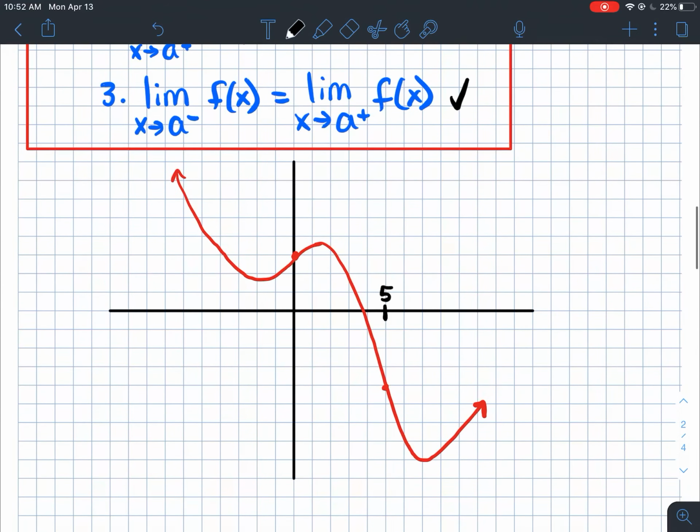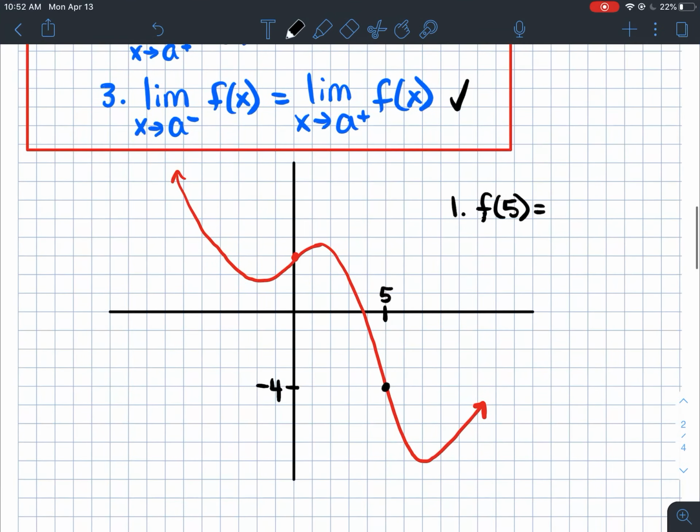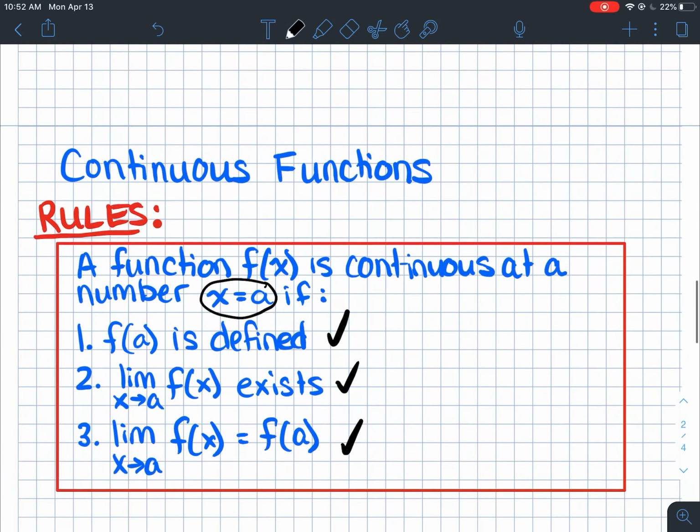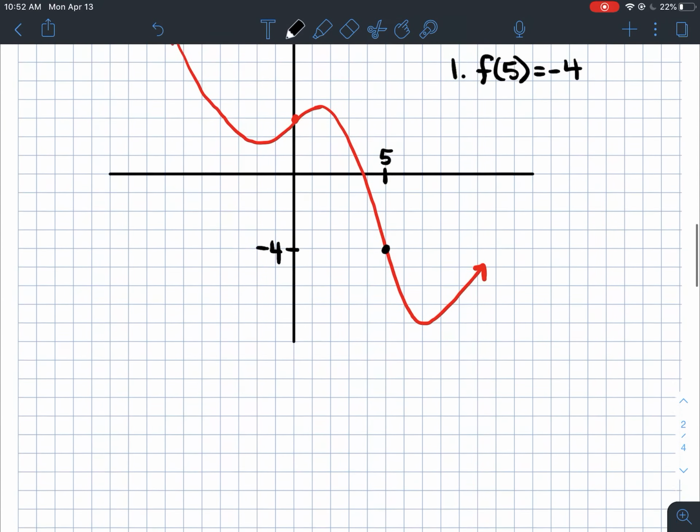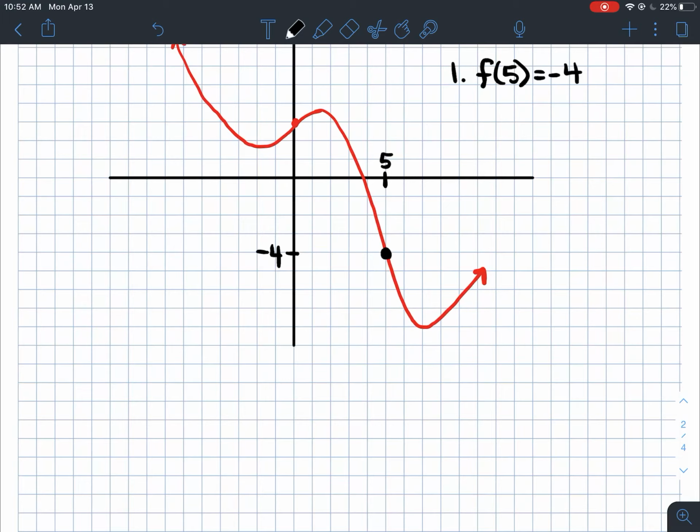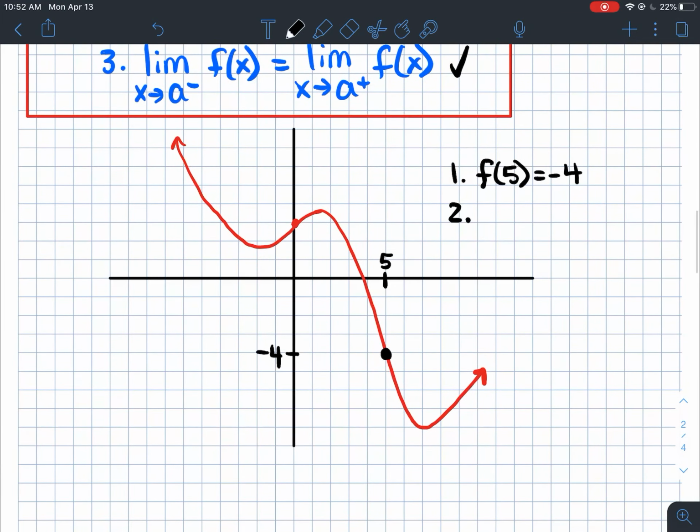So first rule, f of a is defined. So rule number 1, f of 5. What is f of 5 equal to? Let's find the y value at 5. 1, 2, 3, 4. So it's negative 4. You have to be good with function notation. If you're like, what the heck is f of 5? So f of 5 is equal to negative 4. So we've met the first condition. The first rule is f of a is defined. And it is. There is actually a point when x equals 5, there's a y value.